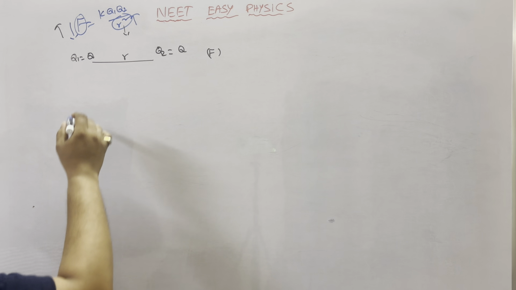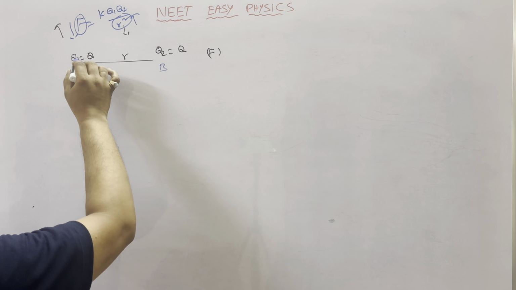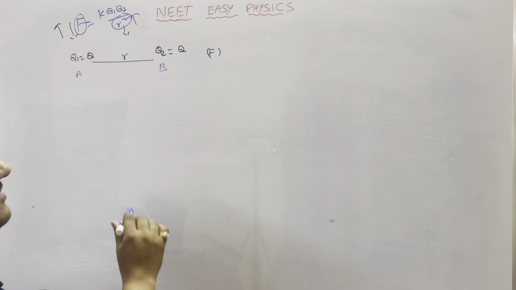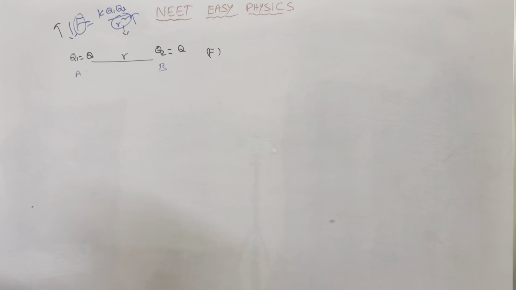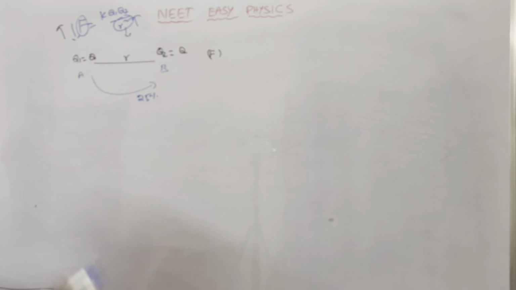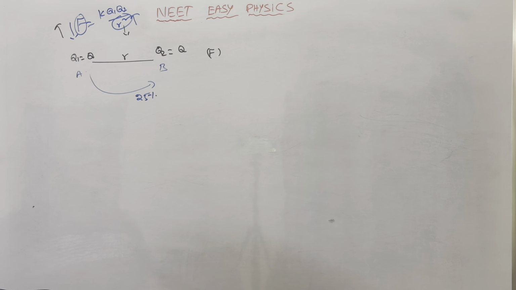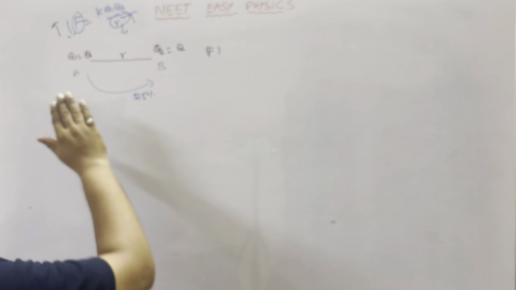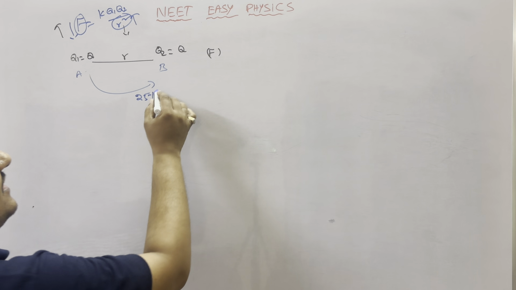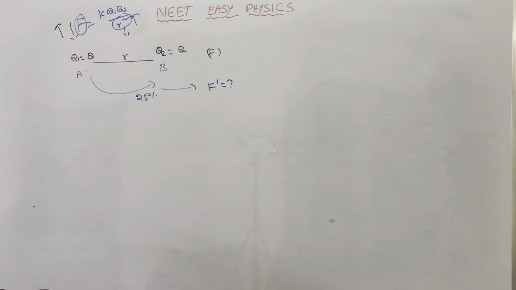Now they will say from one charge, this is A, B, or Q1 to Q2 they may say, that is their wish. So from one charge to another charge, 25% of the charge is transferred, they may say. 25%, 50%, that is their wish. If 25% of charge is transferred from A to B, if both are positive charges, then what is the new force between them, they will ask.